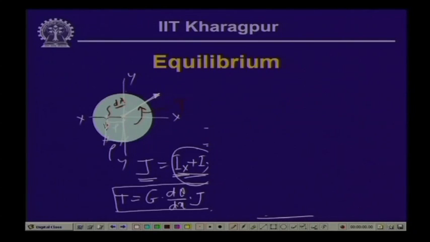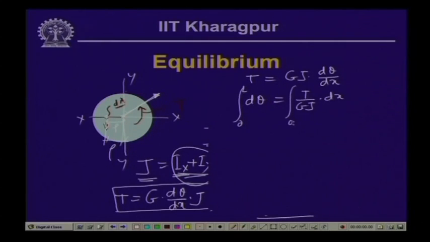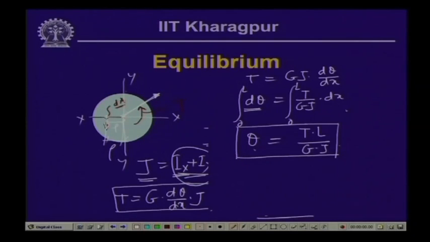Now, we have seen T is equal to G J d theta/dx, or d theta is equal to T by G J dx. Now, if we integrate this over the entire length, then we will get the rotation between the two ends, and this is theta is equal to integral dx gives us x, and the length L. So, T L by G J. So, this is the deformation of the member which is subjected to a twisting moment, and the deformation is in terms of the angular change, which is the rotation between the two ends. Theta is the change in rotation between the two ends over the length L which is subjected to a twisting moment T.